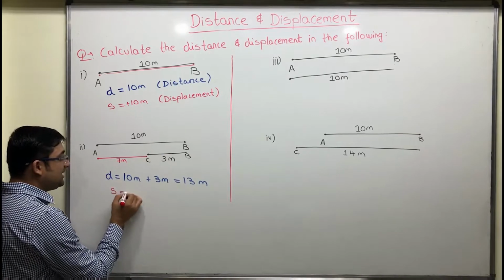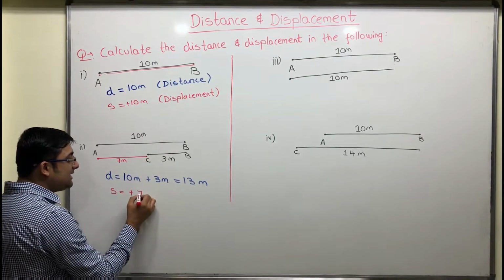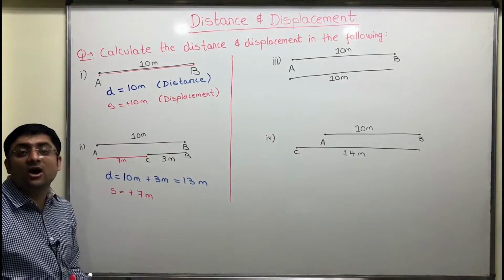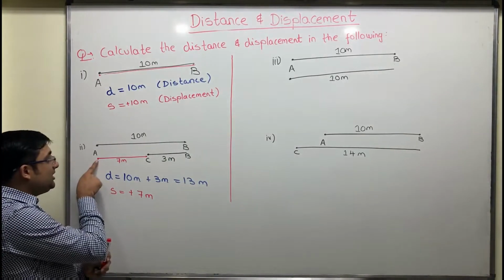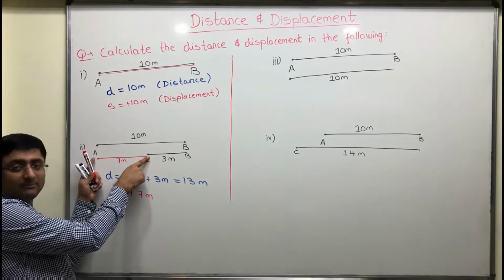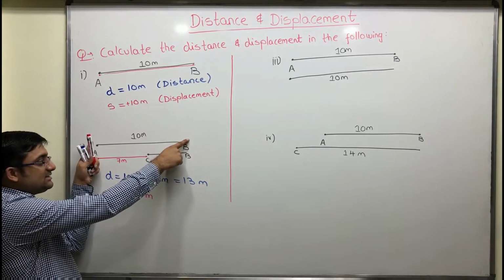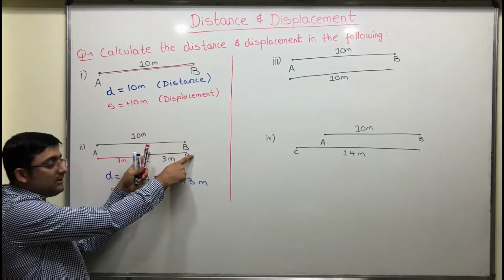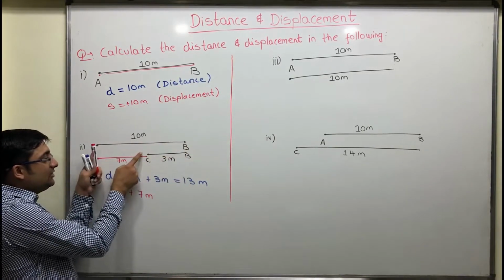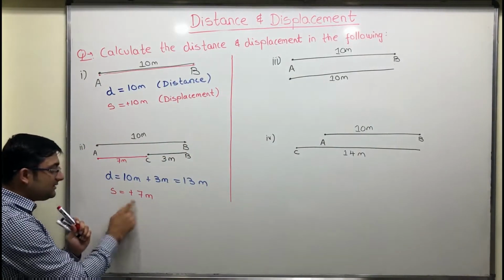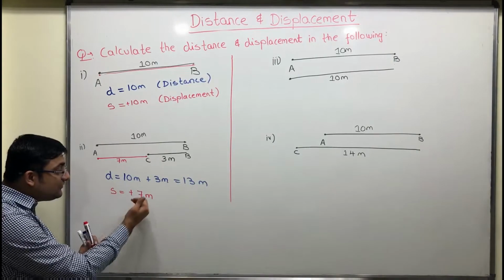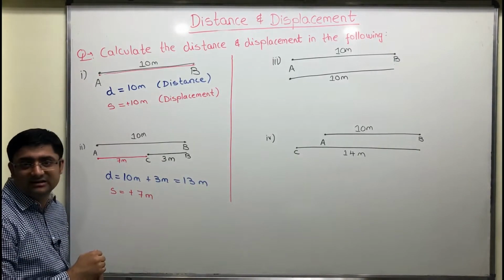So displacement is to the right of A, so plus 7 meters. I repeat, how do you calculate displacement? See, initial point, final point, join them by a straight line. So what is this distance over here, guys? This entire distance is 10 meters. This much is 3 meters. So 10 minus 3, you're now 7 meters away from A. That is your displacement. So as you can see over here, displacement is coming less than distance.